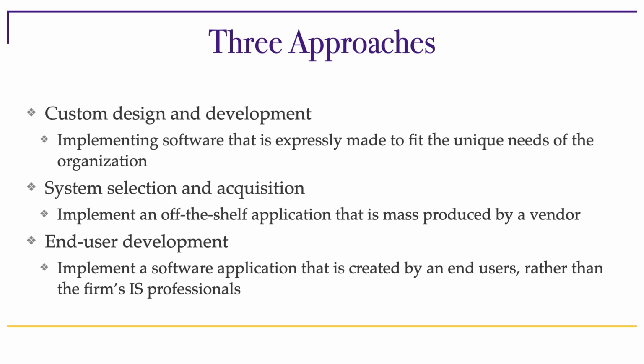Contrast that with system selection and acquisition. This is a situation where the technology at the heart of the information system that the organization is building is actually bought off the shelf, so is purchased from a provider that is, quote unquote, mass producing this technology. And so when you buy software at the individual level, for example, you buy Excel, that's a classic example of system selection and acquisition. It's not an enterprise example, of course. It's an individual level productivity software example, but it's the same idea.